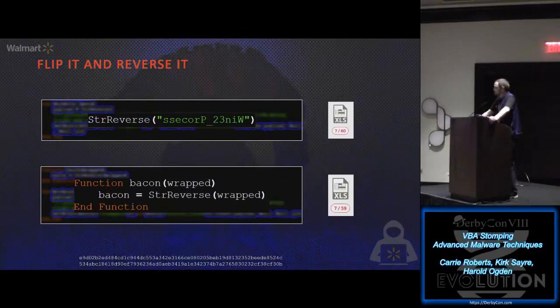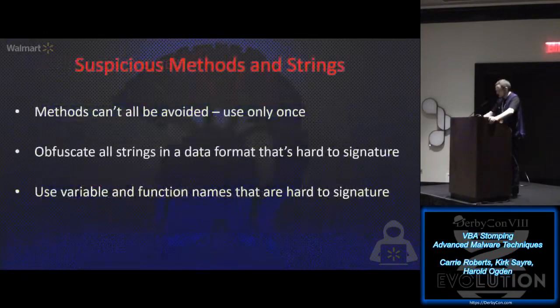If you're going to build a larger payload, you don't want to keep calling string reverse over and over. So we will often stub that out to a function, and then you'll just call whatever function you move that to over and over so that string reverse won't show up like 50 times in your document. So you can't always avoid using a method, but if you have to use a method, only use it once, stub it out like we looked at before. Obfuscate all the strings in the data that you can so that it'll make your payload hard to signature, and use variable and function names that are hard to signature as well.